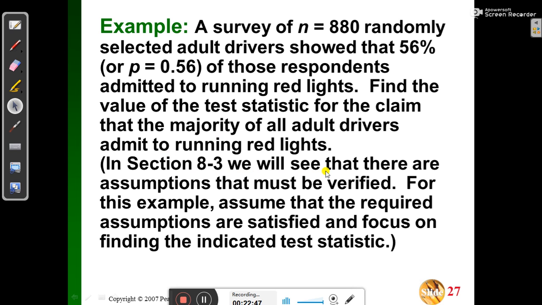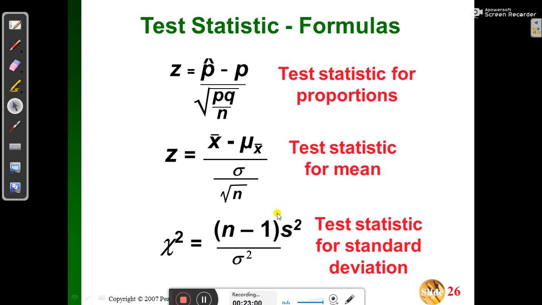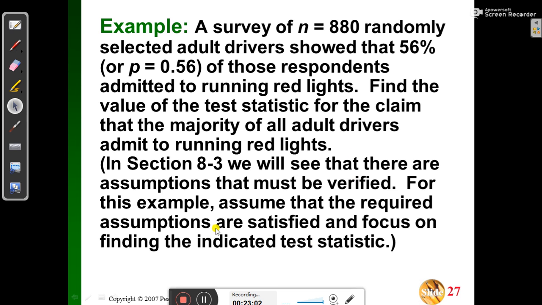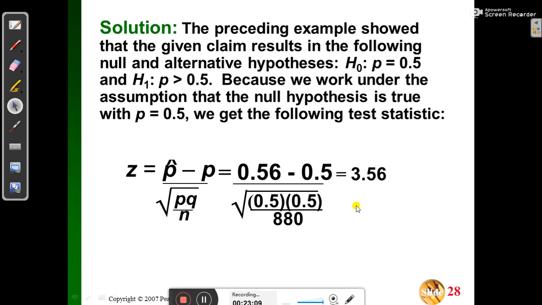In section 8.3 we will see that there are assumptions that must be verified. For this example, assume that the required assumptions are satisfied and focus on finding the indicated test statistic. So our aim is to find the test statistic, and also to check the assumptions. Then only can you go for hypothesis testing.